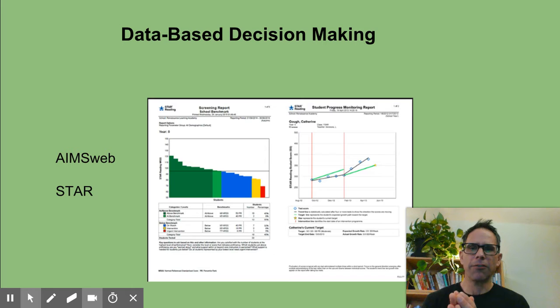On the left side of this graphic, you'll see a great visual that I use all the time. It shows all my students in a class, and there's a line that reflects where we want them to be. And you can see the students that you have at or above the line and those below the line. And then on the right-hand side, for individual students, you can track their progress over the course of the year. This is important for two big reasons.